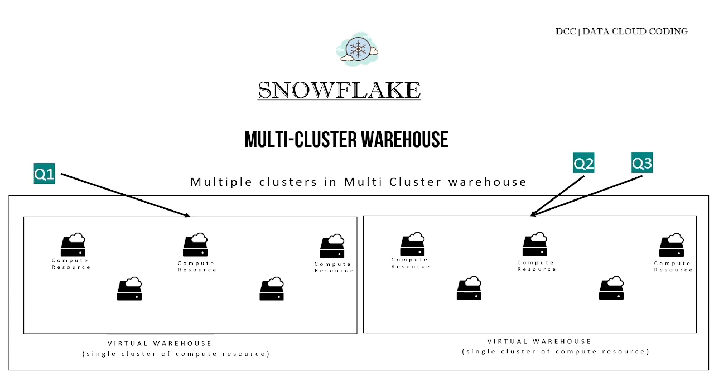Now what will happen whenever we get a huge number of queries? Suppose I have Q1, which requires some extra memory, so that will run in a separate cluster of my multi-cluster warehouse. And suppose I have two more queries, Q2 and Q3. They will run in another cluster, as it is a multi-cluster warehouse environment. So it's again a happy scenario. All three queries are running in parallel, and we do not have to worry about concurrency, about queries being queued and taking extra time to execute.